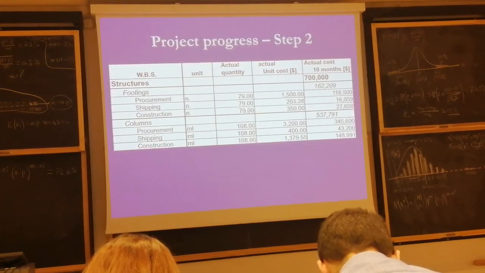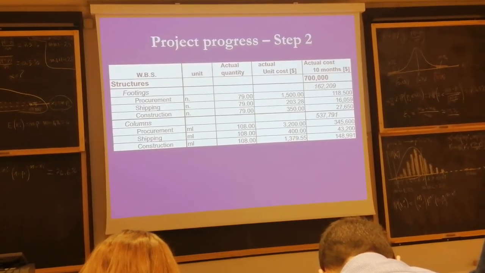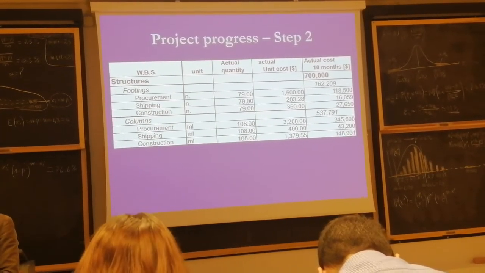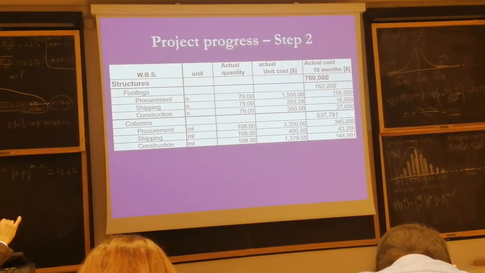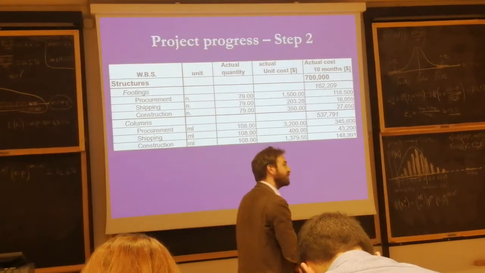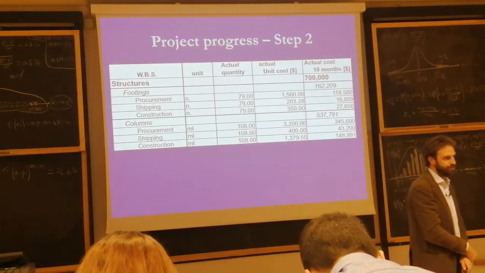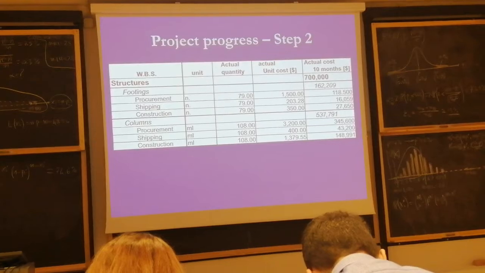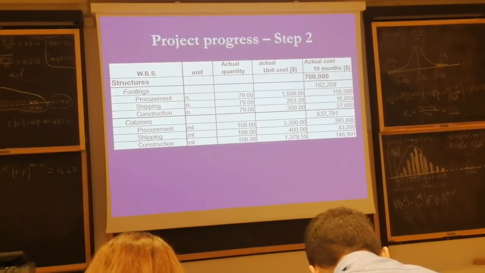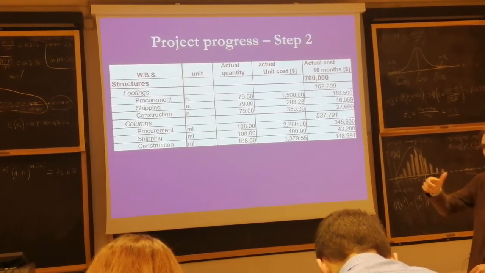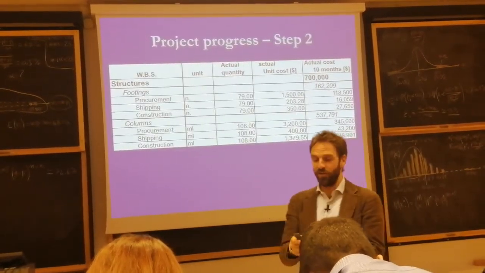How much is the progress? How much is the WP so far? We have spent 700,000. We should have spent 1.1 million. How would you calculate progress? Is progress 700,000 over 1.1 million? No. That is the amount of the budget that we have spent so far, but we don't know how much we did. So we need to calculate progress.